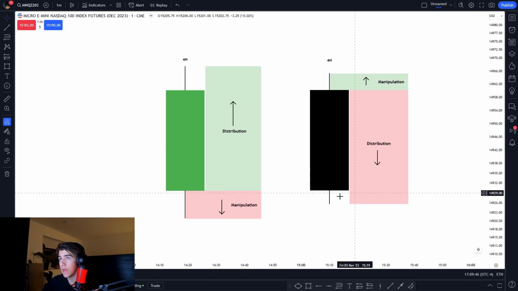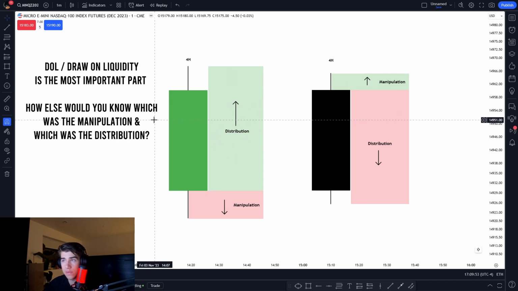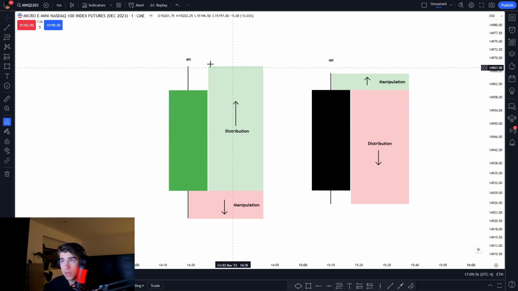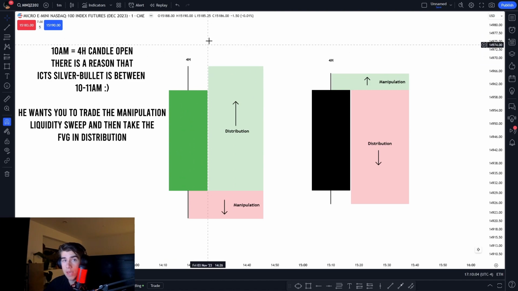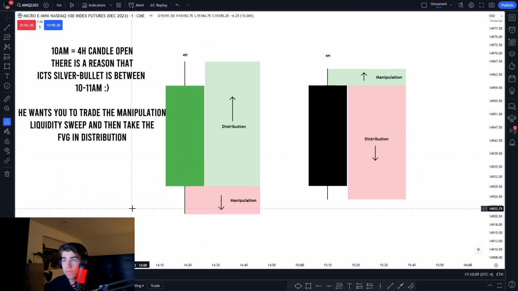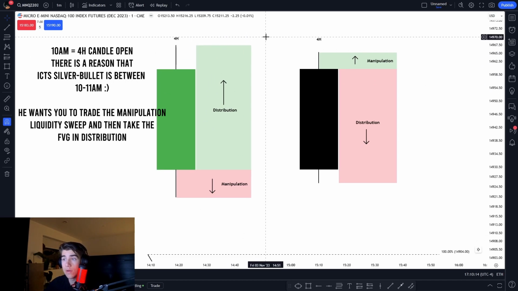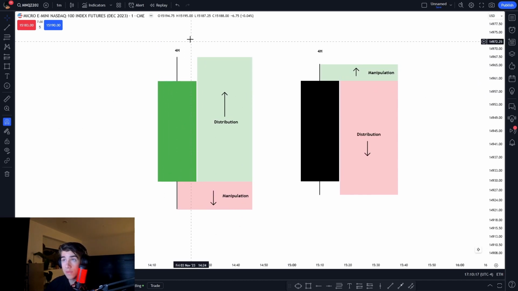Now this has all to do with your drawn liquidity. This must be very, very strong, right? You must have a clear drawn liquidity in order for this to work properly, okay? So in a bullish example, meaning that you have a bullish bias, at 10 a.m., a new 4-hour candle opens every day, okay? So the reason that I drew this out is because usually if you have a bullish bias and you're very confident that we're going to go higher, usually at 10 a.m. when the 4-hour candle opens, the initial first move is going to go lower, manipulation, right?